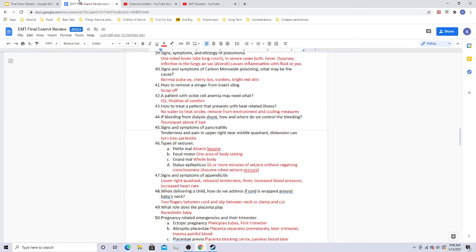So yeah, signs and symptoms of appendicitis: lower right quadrant, rebound tenderness, fever, and increased blood pressure and increased heart rate. That's obviously inflammation of your appendix. This can come from infection, trauma, and many different things. I forget the exact term for it. This is going to be a Google question.